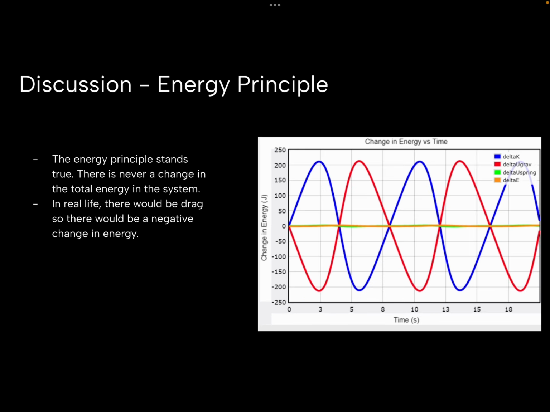For our discussion, the energy principle does stand true. There is never a change in the total energy of the system. In real life, however, there would be drag, so there would be a negative change in energy. So the delta E, the orange line, would probably be towards the negative side of things.